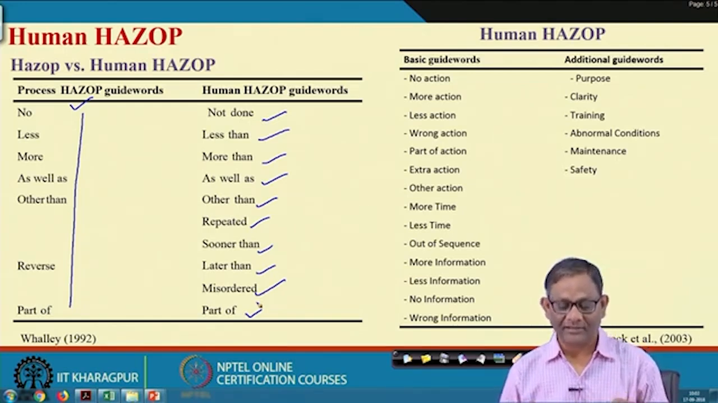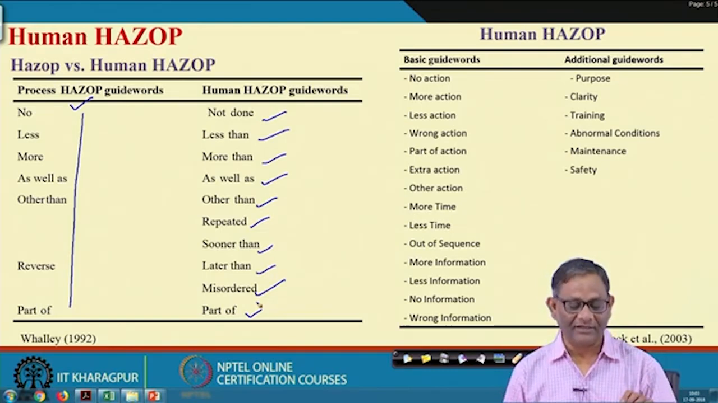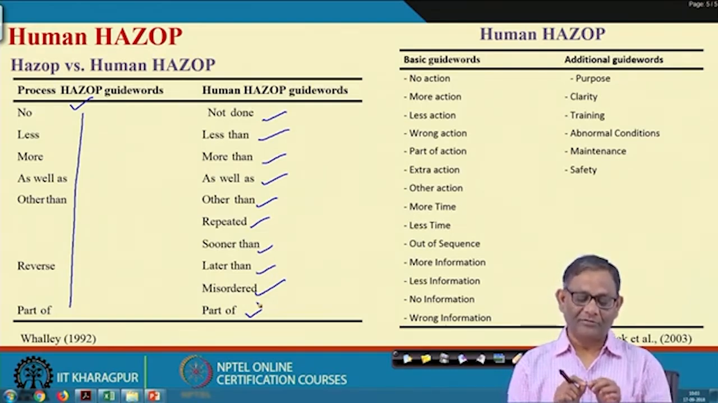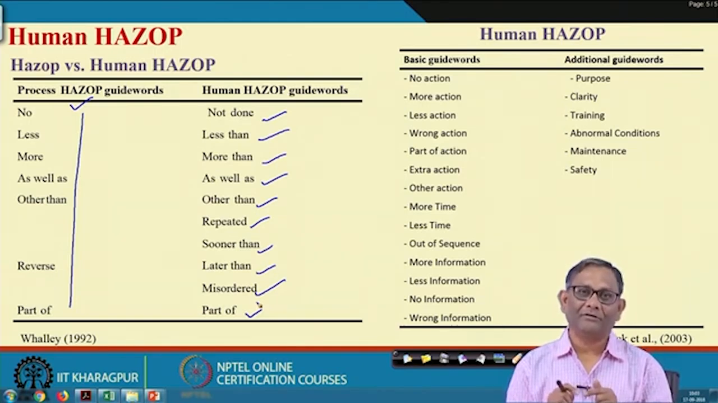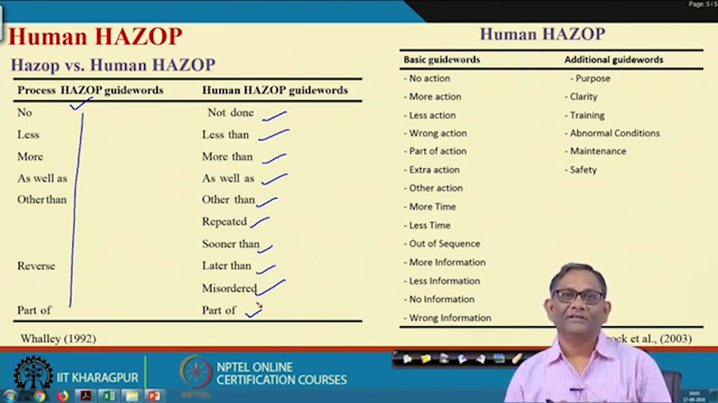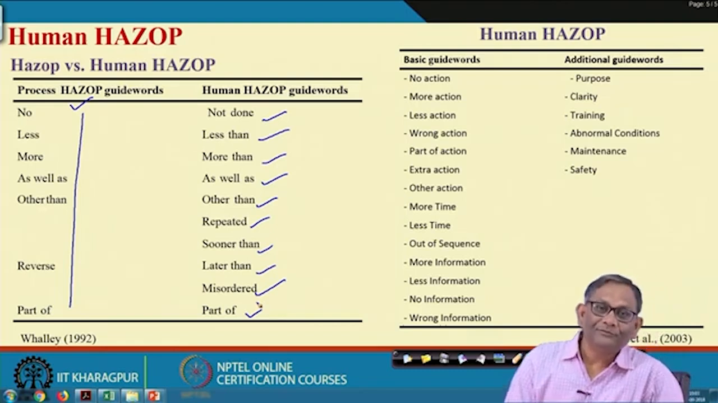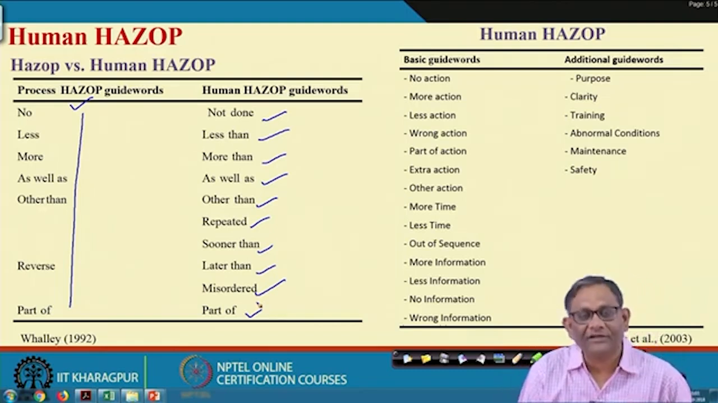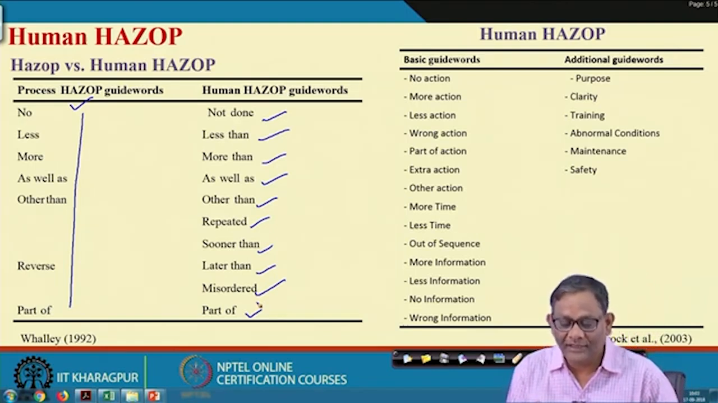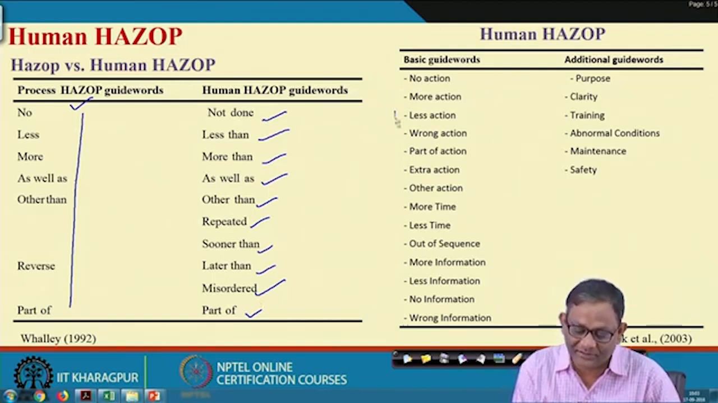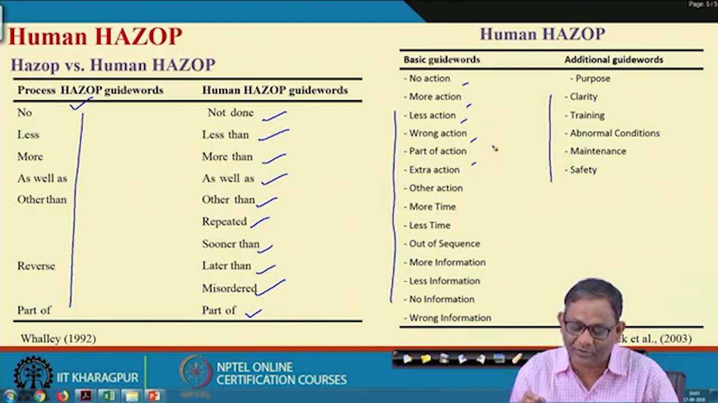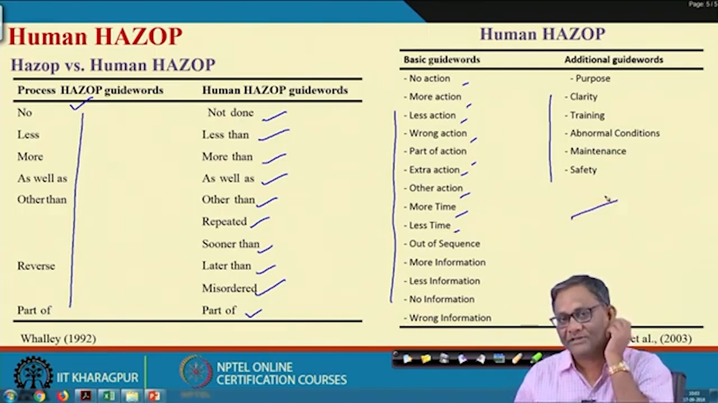So, for that particular task, for example, close the valve, it is not done. Okay. In case of process HAZOP, when you are talking about the valve, we have the process parameters, maybe flow, so no flow. Here it is not done. Then there are some more basic guide words given here: no action, more action, less action, wrong action, part of action, extra action, other action, more time, less time. So, different guide words are given.